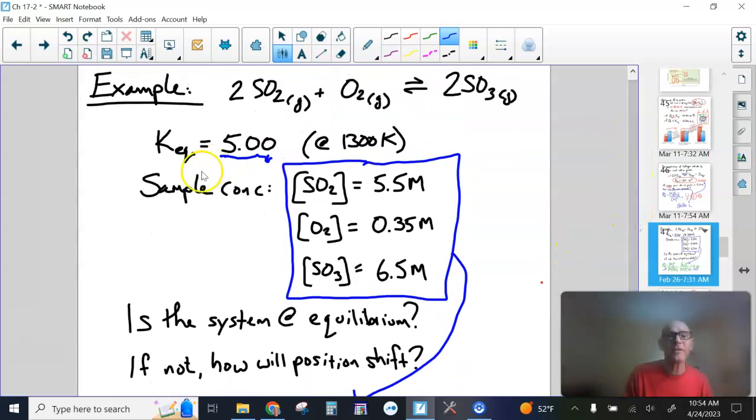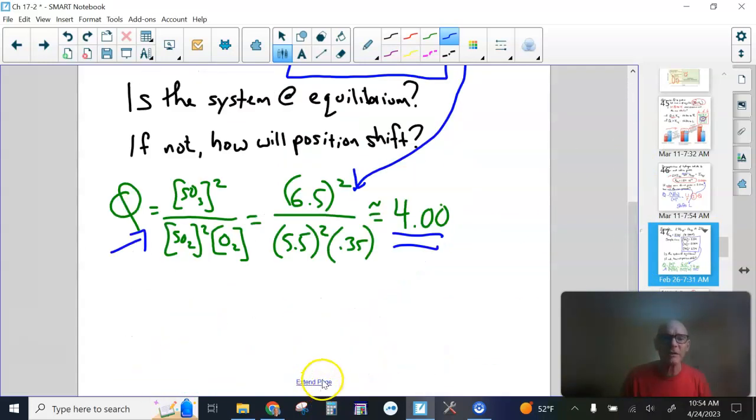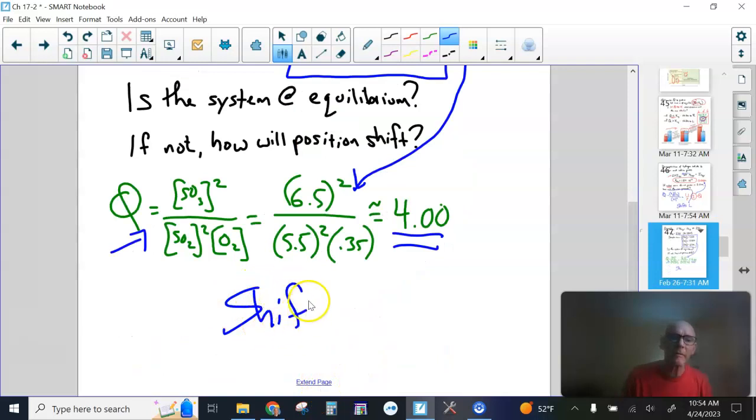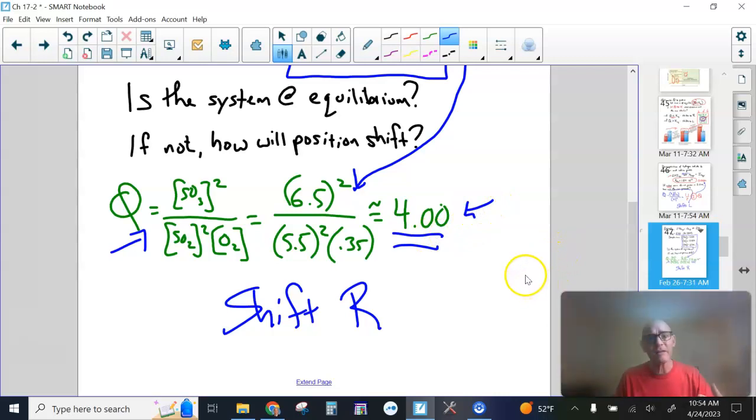Oh, 4 is less than 5. And if it's products over reactants, we need to make more products to get to the value of 5. So this reaction is going to shift to the right and make more product and increase that value of the reaction quotient until it gets to 5. It makes more products. Okay, good. So that's a good introduction to calculations and predictions you can do with the equilibrium constant.